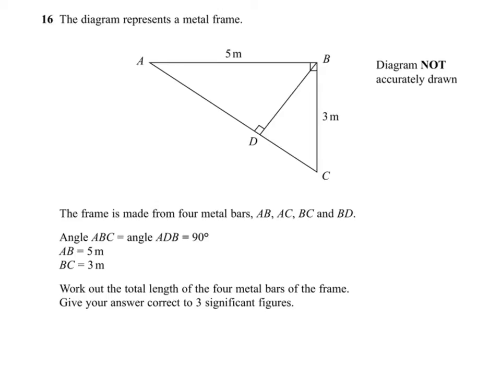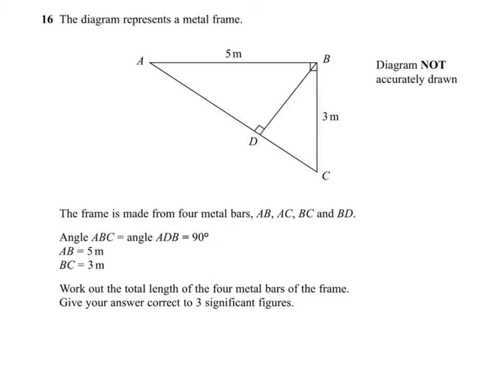Question 16. A diagram represents a metal frame. The frame is made from 4 metal bars, AB, AC, BC, and BD. That's the 4 metal bars. Got 2 angles that are the same. Angle ABC is 90, and angle ADB is also 90.